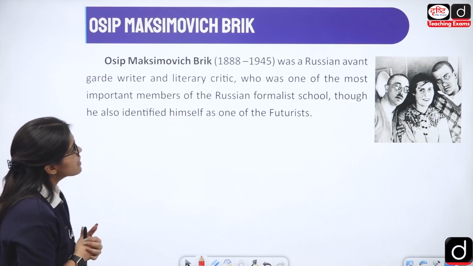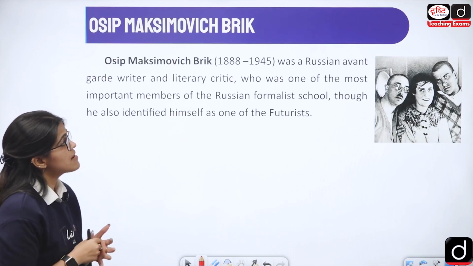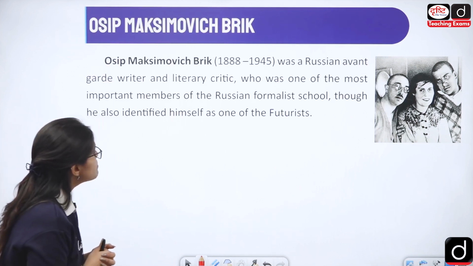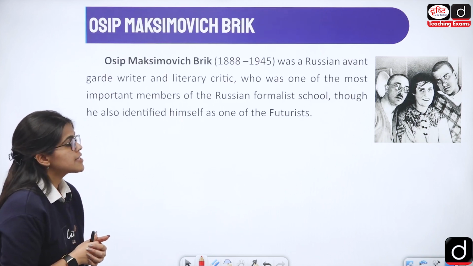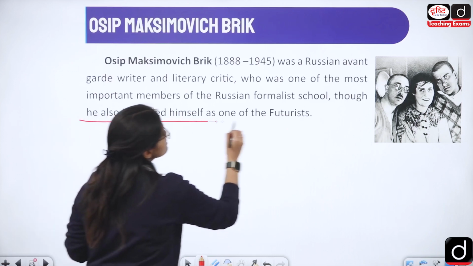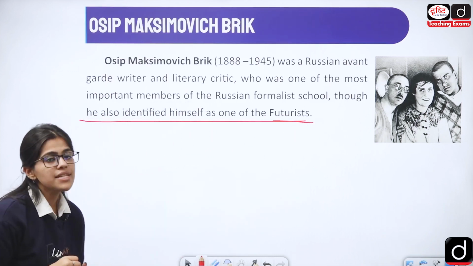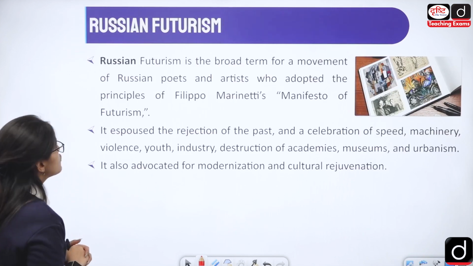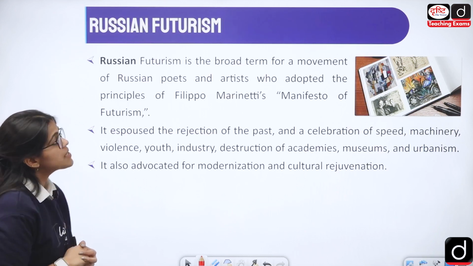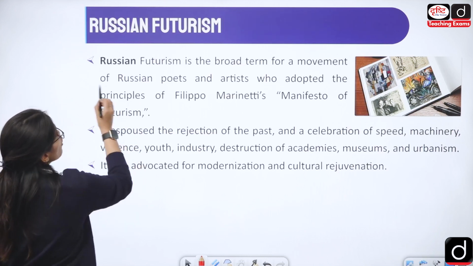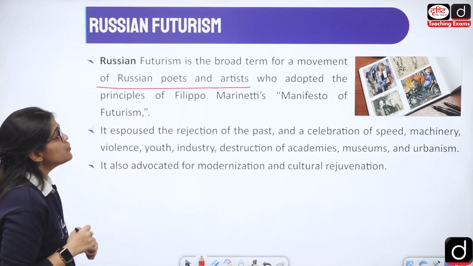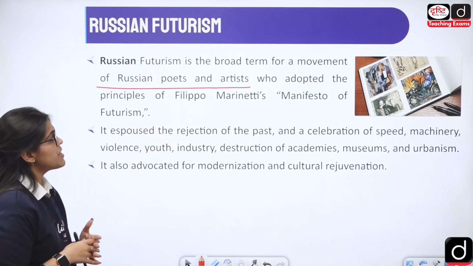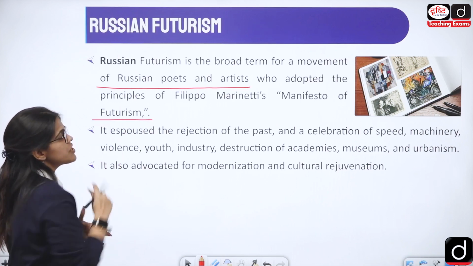Then we have Osip Brik. He was a Russian avant-garde writer and a literary critic who was one of the most important members of the Russian Formalist school, though he also identified himself as one of the futurists. Now, what is basically this Russian futurism? Russian futurism is a broad term for a movement of Russian poets and artists who adopted the principles set by Filippo Marinetti, and he wrote this manifesto called the Manifesto of Futurism.